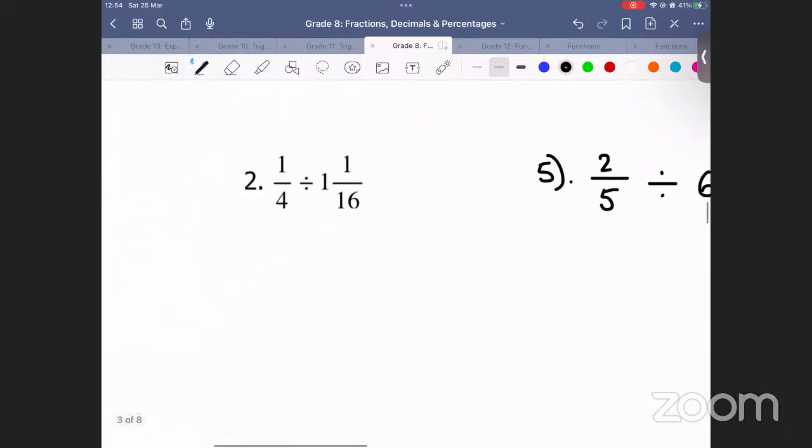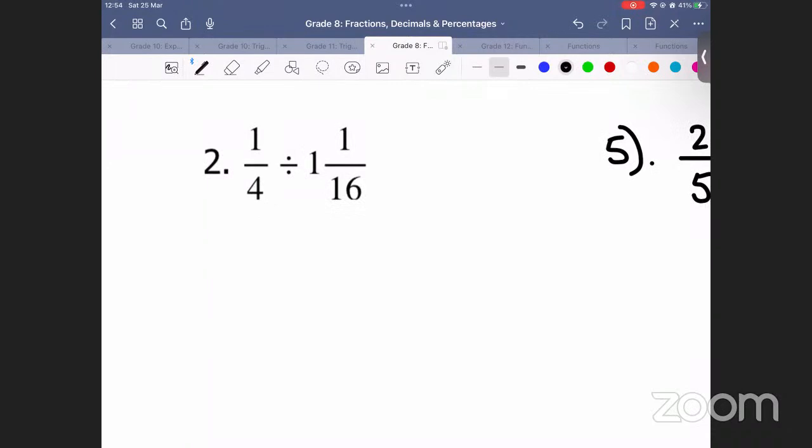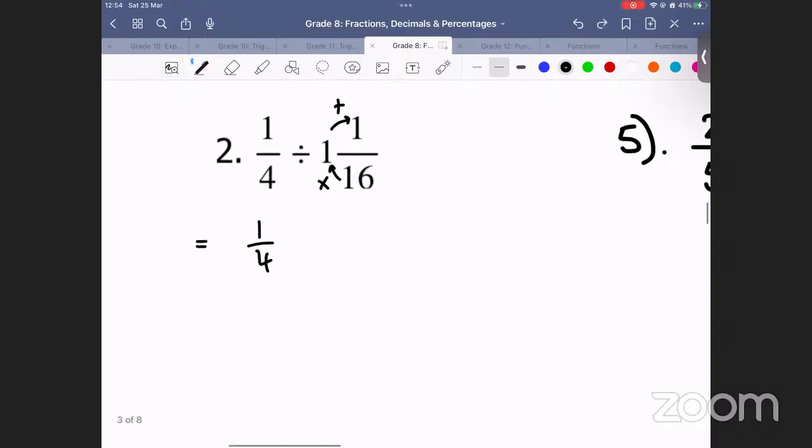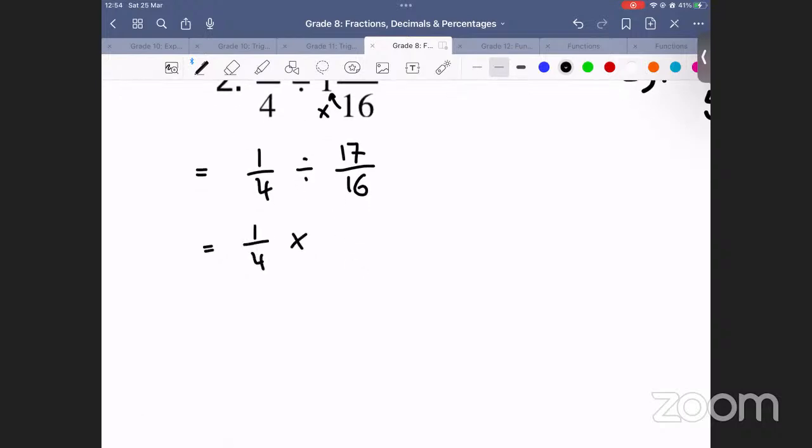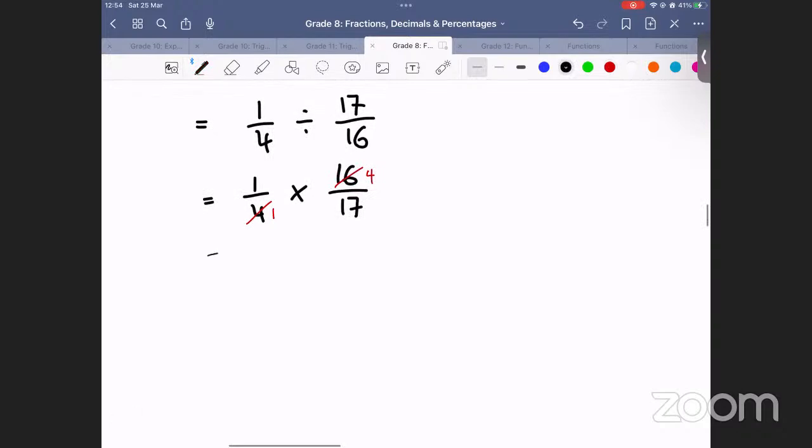Let's move on to the next one. 1 over 4 divided by 1 and 1 over 16. So you're going to convert it to an improper fraction first. So multiply and then add. So 1 times 16 plus 1 is 17. This becomes 17 over 16. How do we divide? We don't divide. We say 1 over 4 times 16 over 17. I can simplify it to make my life easier. 4 goes into 4 one time. 4 goes into 16 4 times. It becomes 4 over 17.